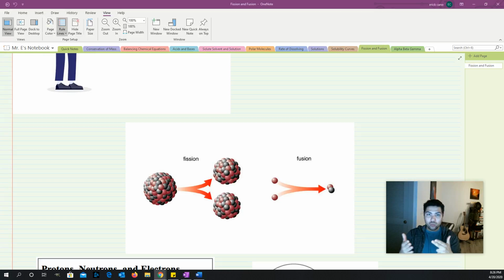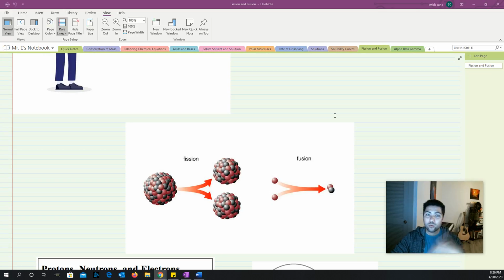And then fusion, a little nerd here, but like Dragon Ball Z, when you fuse together, two things come and turn into one thing. So that's all that fission and fusion really is. So when you hear those words, don't be confused. Fission, division. Fusion, coming together.